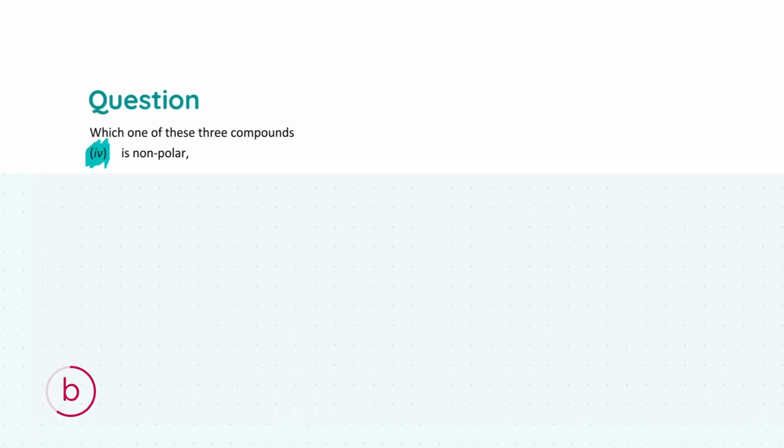Moving now on to part 4, here we're asked which one of these 3 compounds is nonpolar. Let's first recall the 3 compounds that we were working with earlier. The first one was silicon tetrachloride, SiCl4. The second one was sulfur dichloride, SCl2. And then ultimately we were working with phosphorus trichloride, which is PCl3.